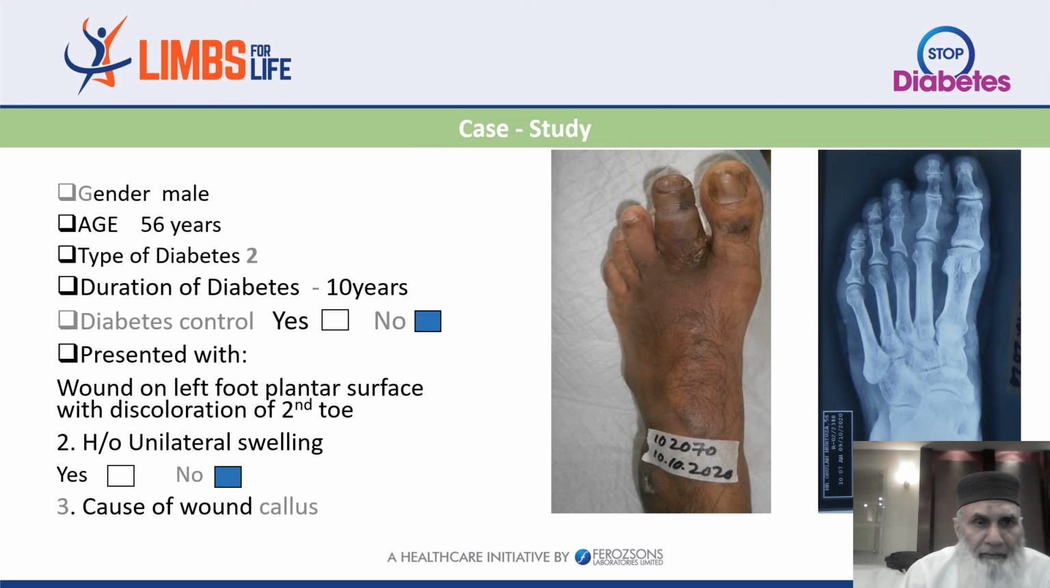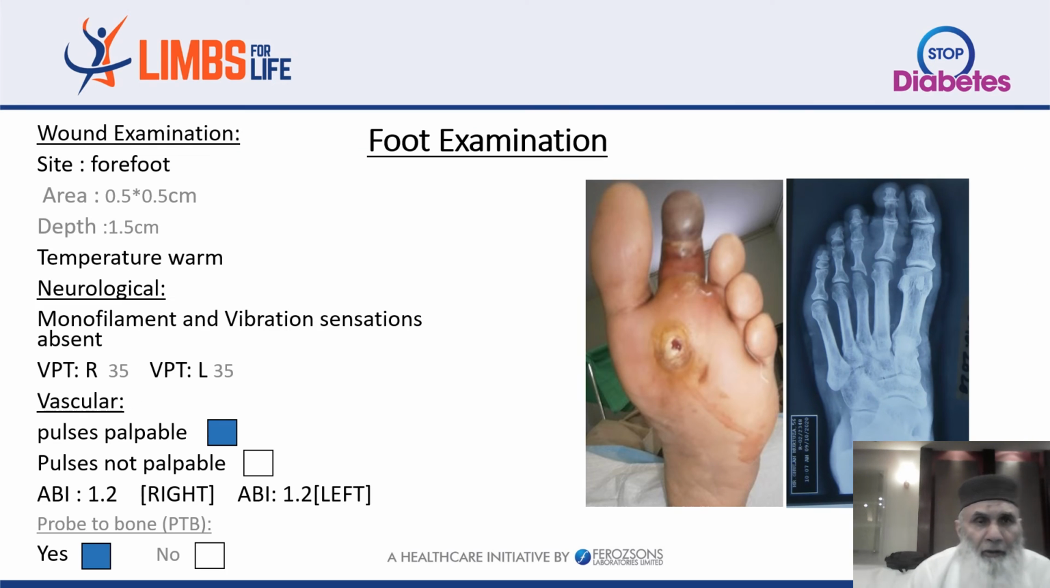Another case, a male patient, 56 years, type 2 diabetes, duration of diabetes is 10 years, presented with a wound on the left foot plantar surface with discoloration of the second toe. History of unilateral swelling was not present. The wound examined showed the foot area of 0.5 centimeter, depth was 1.5 centimeter and area was 0.5 into 0.5 centimeter.